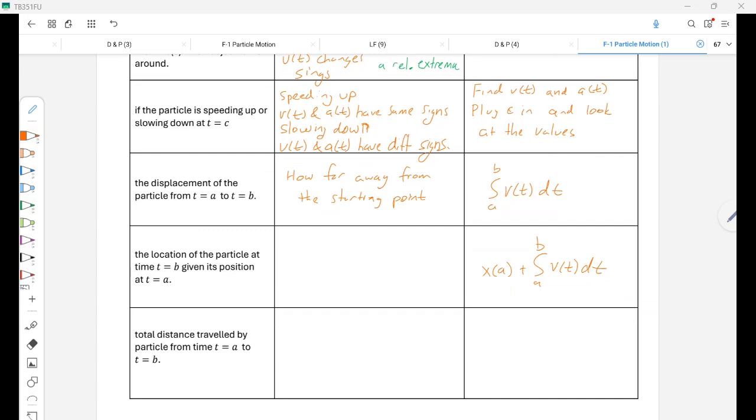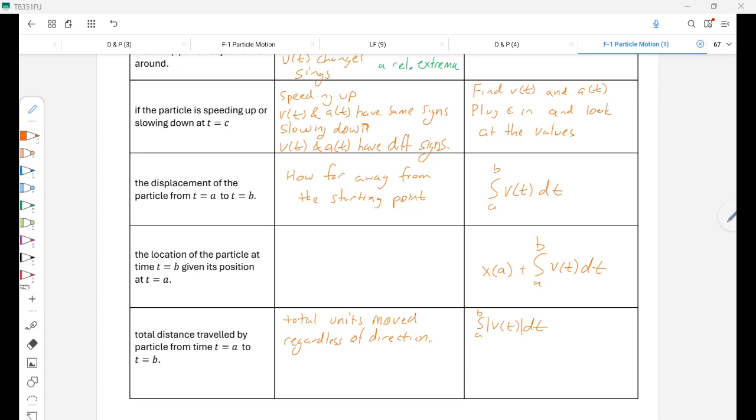And then, of course, total distance traveled. This is the one that's the most work. It's the total number of units moved, regardless of direction. The setup, which is important to know because sometimes they'll just ask about that, is integrating the absolute value of the velocity. But there's a lot of work to do here.